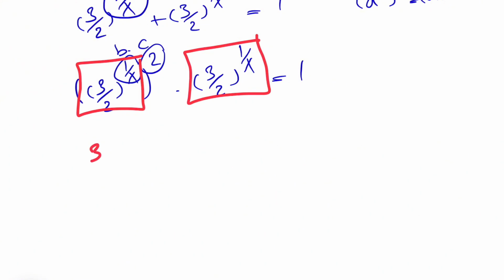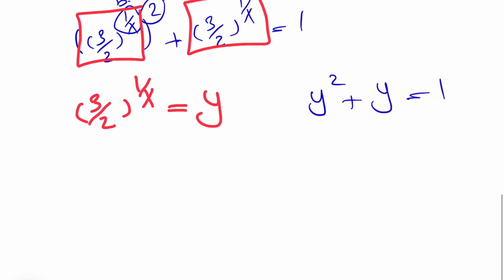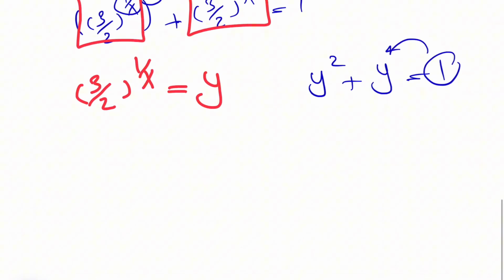So let's just call (3/2)^(1/x) y, and let's see how we can get from this. If we do that, basically we have y squared plus, this is a plus sign in here, plus y is equal to 1. So let's bring 1 to the left side of the equation. Our equation will turn into y squared plus y minus 1 is equal to 0.